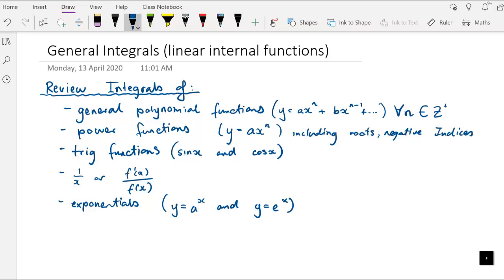Okay, so in this lesson today, we're starting our integral unit for specialist mathematics in the Queensland system. This lesson, we're just reviewing the basic integrals that you should know from methods. So we'll look at general polynomial functions, power functions. These two pretty much have the same rule. Trig functions, looking at sine and cosine, and then looking at the integral of 1 on x. And then finally, we'll finish with the integral of exponentials, a to the power of x and e to the power of x.